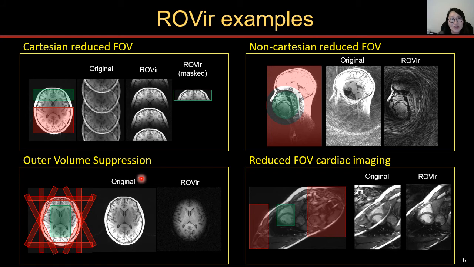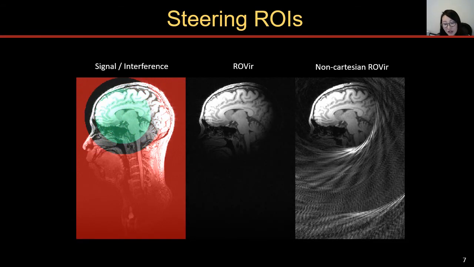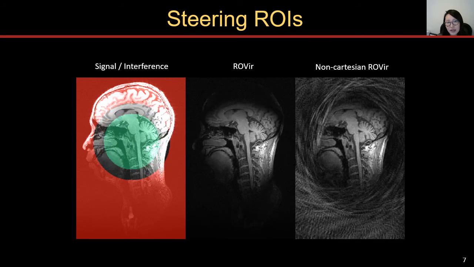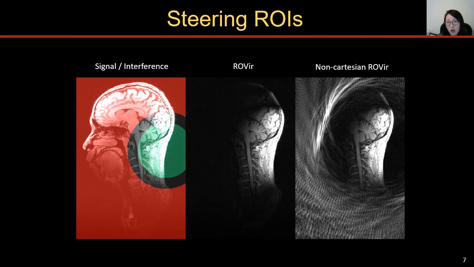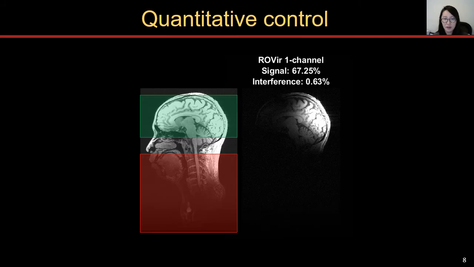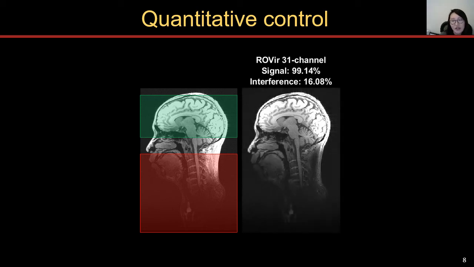And these are application examples of ROVir. We can apply ROVir to reduce the field of imaging to suppress the artifact, and we can do our volume suppression with ROVir. One of the nice features of this method is that we have a lot of flexibility to steer the beam to look at the ROIs that we want. For example, this movie was created all from the same k-space-based data, just choosing different regions to care about. And another nice feature is that we have complete quantitative control over the balance between retained signal and interference. You can choose ROVir coils with the amount of signal and interference that you want.